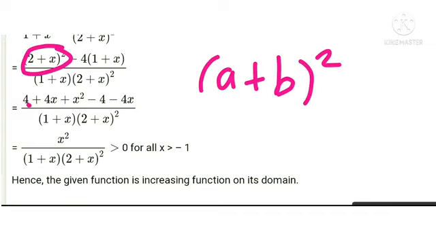A square means 2 square, 4, plus 2ab, 4x, plus x square, minus 4, minus 4x, upon (1 plus x) into (2 plus x) square. 4 gets cancelled. 4x gets cancelled. So what remains is x square upon (1 plus x) into (2 plus x) square.